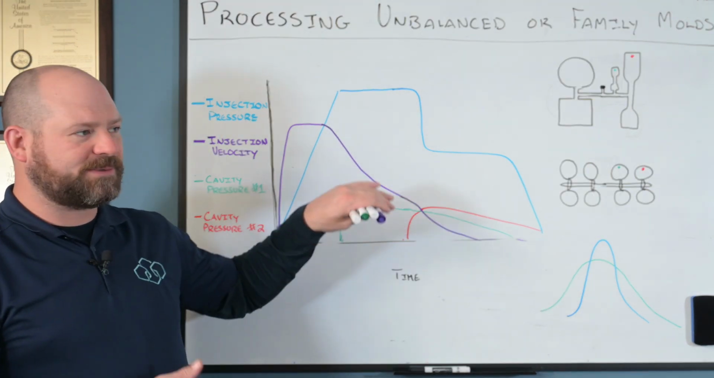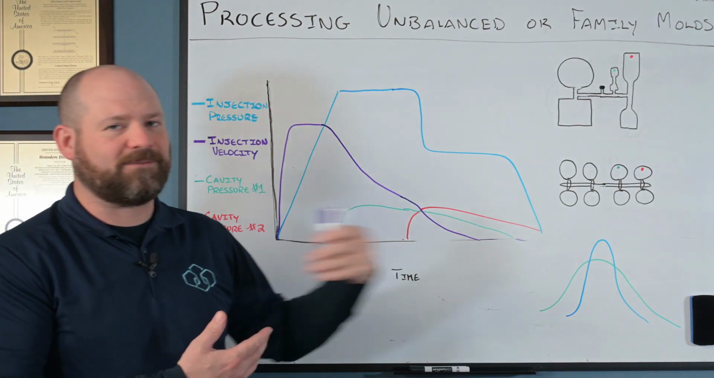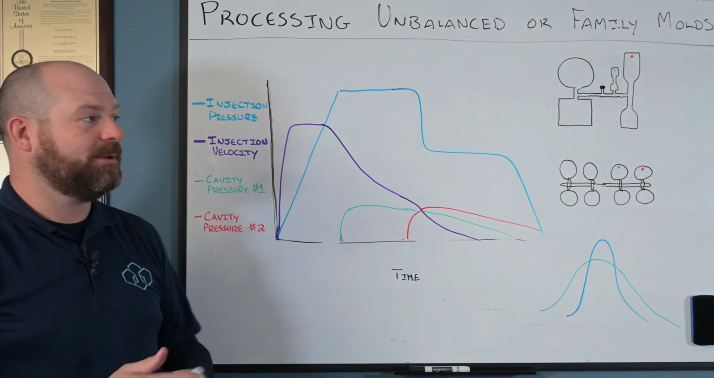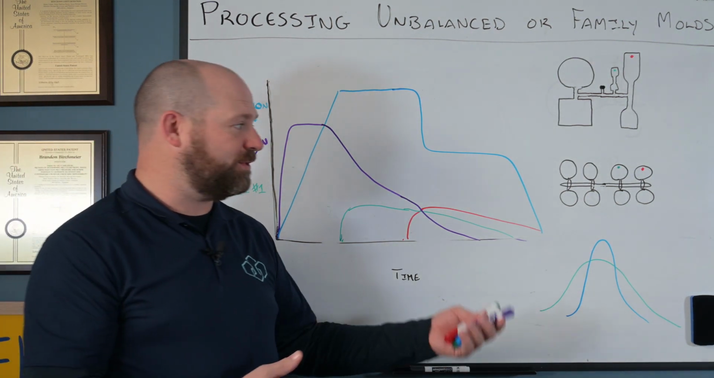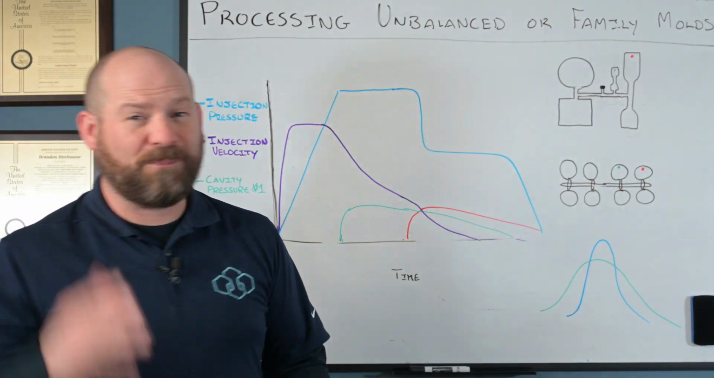This is a lower pressure approach, right? We're using pressure to control the pack phase rather than velocity in these family tools, in these unbalanced cavities, because pressure is sensitive to the geometric changes and imbalances in those systems. So, hope that makes sense.